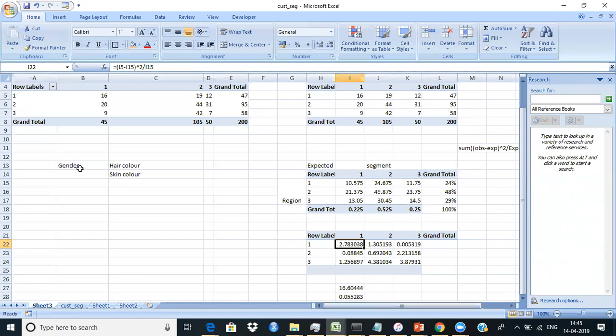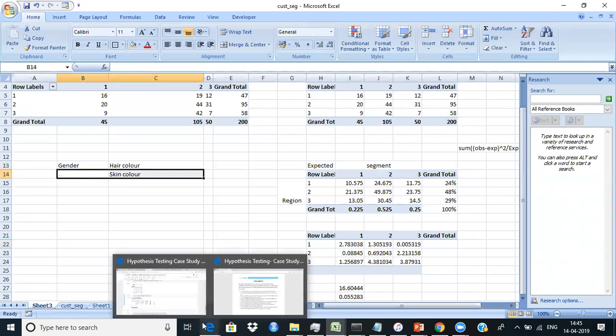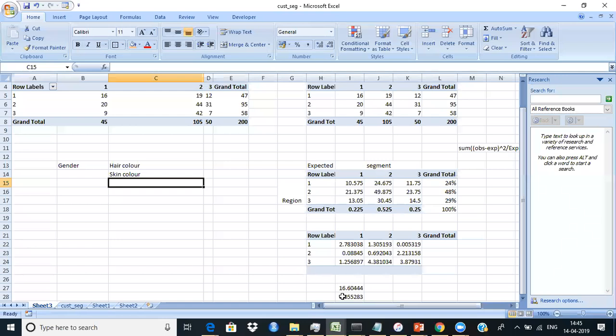So for example, if I ask you to tell me if gender and hair color are more related or gender and skin color are more related, then you need to do two chi-square tests, right? Then you can compare the chi-square values and tell which one is more related. A higher chi-square means they are more related. Correct. And it will not depend on the p-value. You can also do it from the p-value, but the p-value is the other way around. The lower the p-value, the more is the relation.